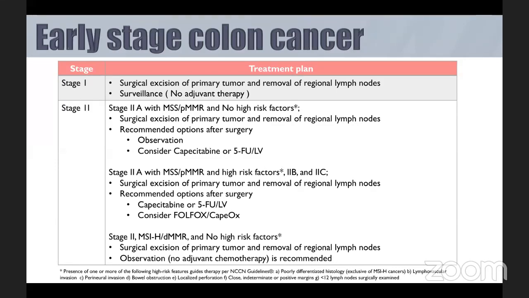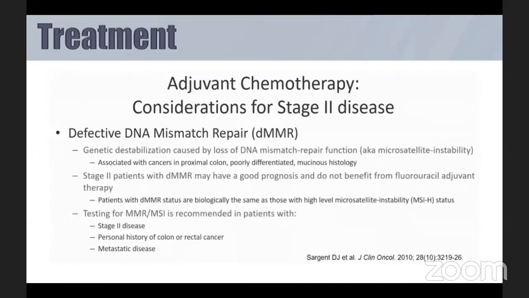For those with MSI, dMMR, and no high-risk factor, we do surgery and tell them to go for observation. Those patients with dMMR have genetic destabilization caused by the loss of DNA mismatch repair, and it's mainly associated with colon cancer that is poorly differentiated. From the data, we notice those patients have a good prognosis and do not benefit from chemotherapy.